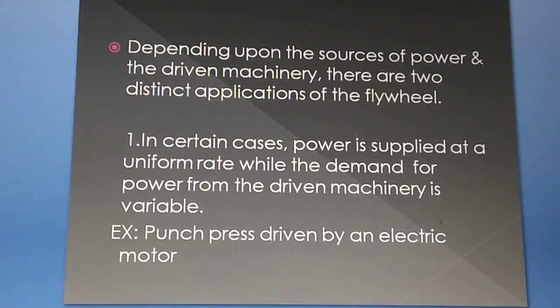The first one is that power is supplied at a uniform rate while the demand for power from the driven machinery is variable. The driven machinery requires variable power, but the supplied power should be at a uniform rate. For example, a punch press machine driven by an electric motor. Mechanical punch press machines driven by an electric motor are the best example, in which the driven machinery requires variable power and the supplied power should be at a uniform rate.